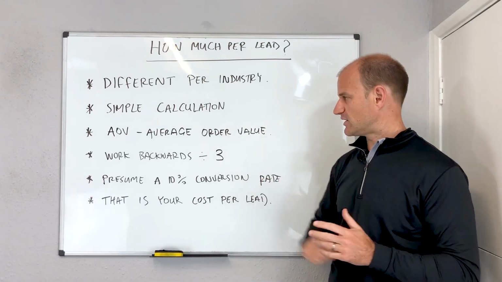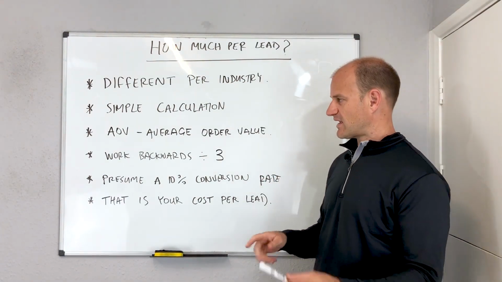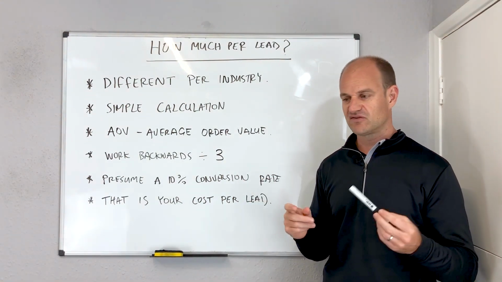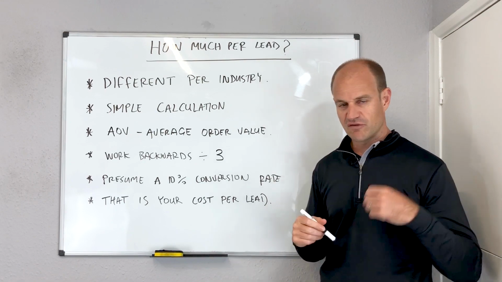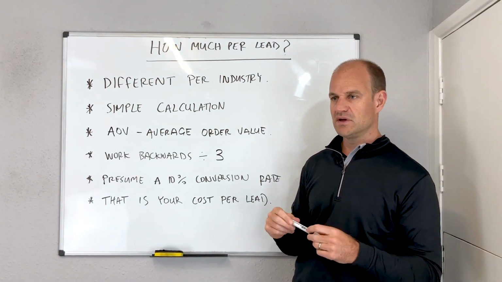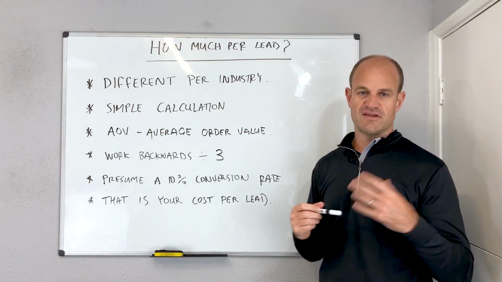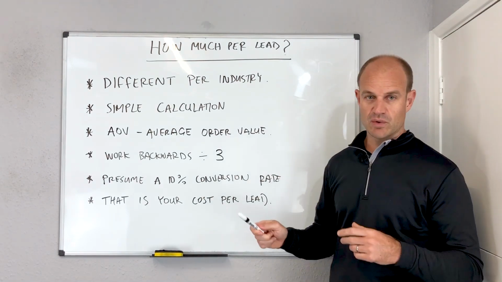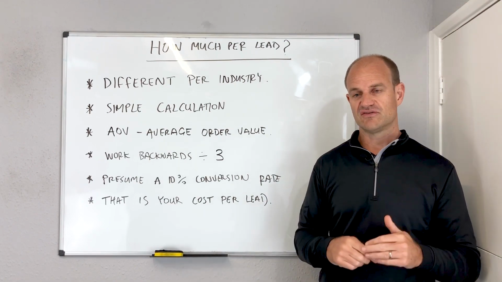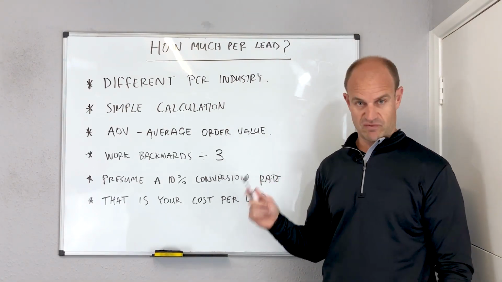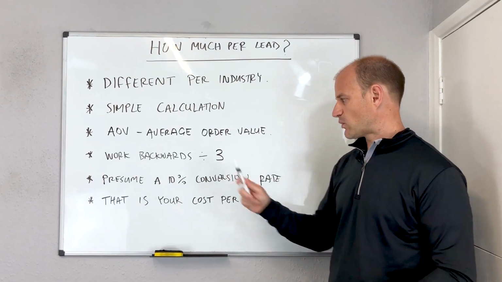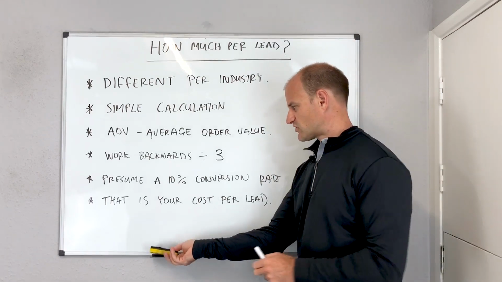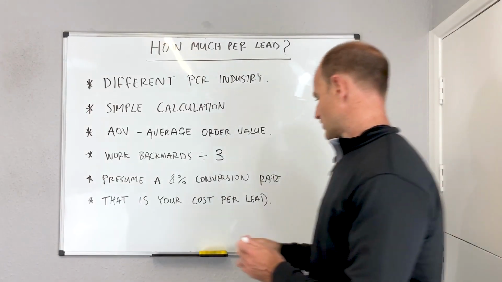It is a simple calculation, and it's based on the AOV, or the average order value, or the average lifetime value of that customer. So let's say, for example, a converted client is worth say $3,000 to this particular client. We work backwards and we divide that $3,000 by 3, and that will obviously give us $1,000. Then we presume a 10% conversion rate, probably a bit less than that. I'm actually going to change that to 5%.